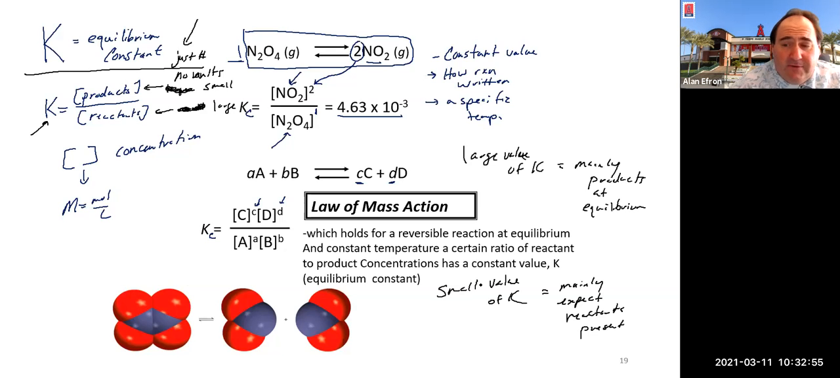So the actual value of K is helpful in that sense. It gives us the idea of, when we reach equilibrium, would we expect to have a lot of products there? Would we expect to have a lot of reactants there, based on the actual value that we see? Any questions on that there?